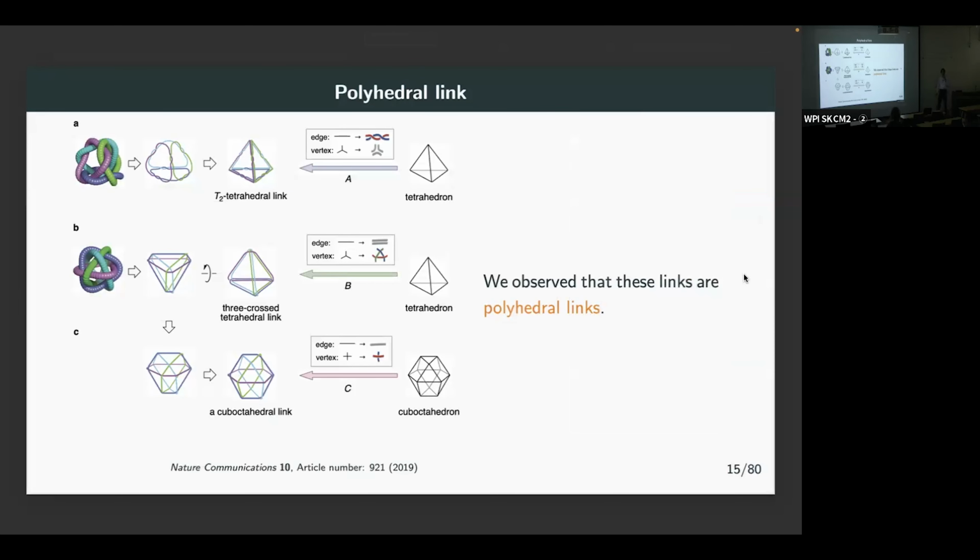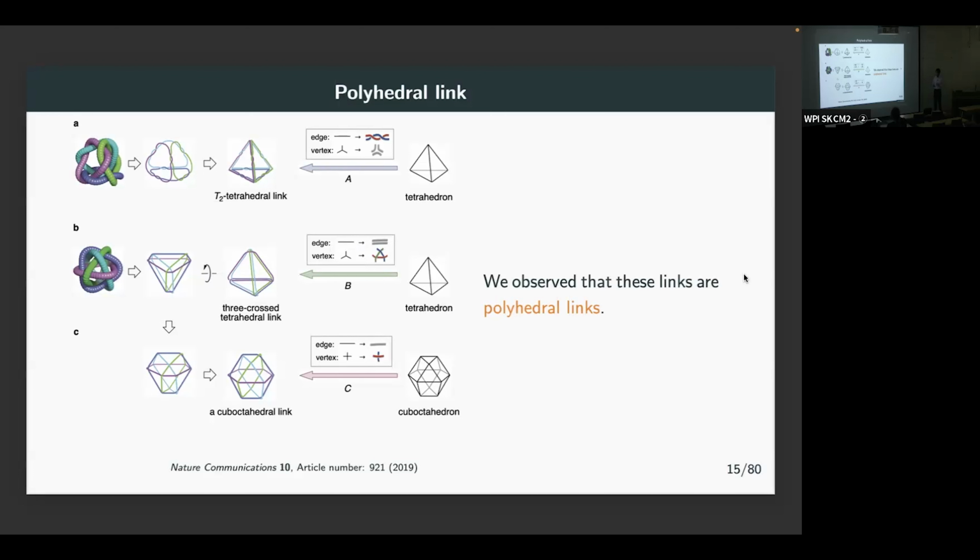And we'd like to give the answer for the second question: whether the topology is different or the same. To do that, we observed the topology of this link, and we found that these links can be made using a polyhedron, and those links are called polyhedral links.